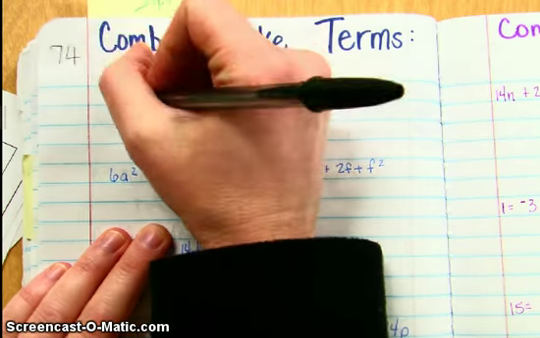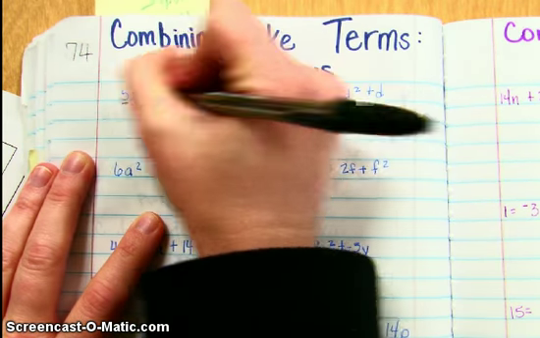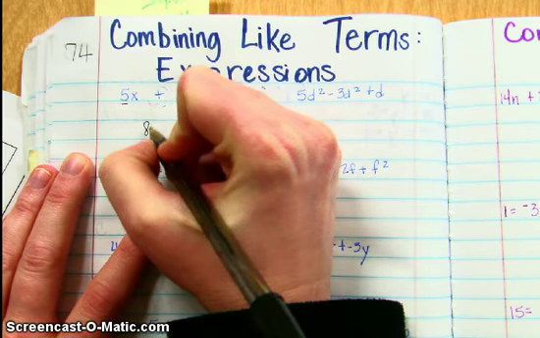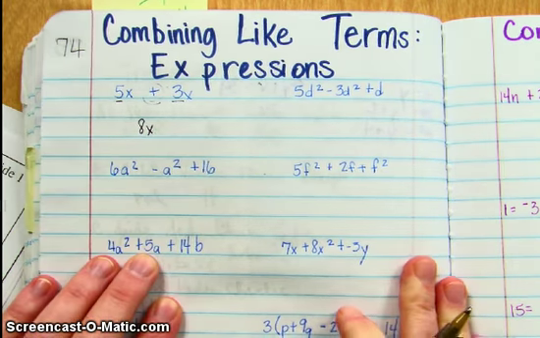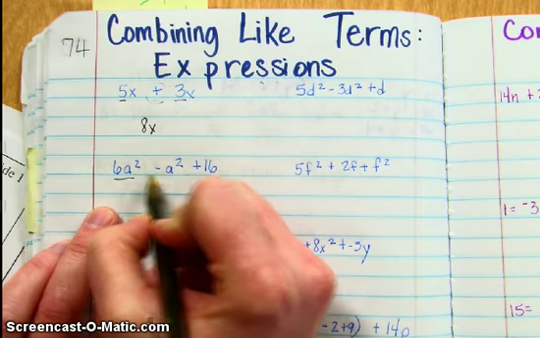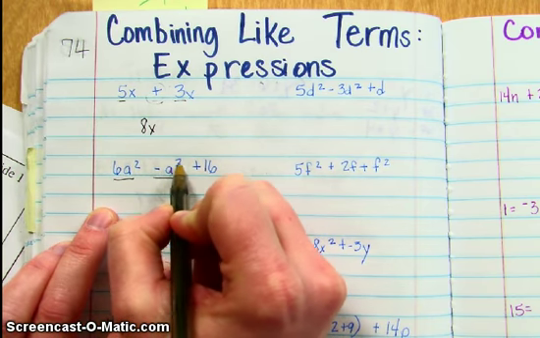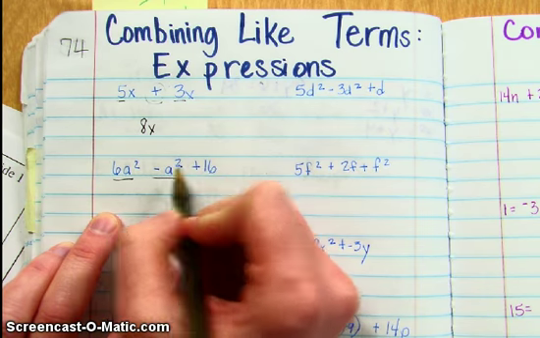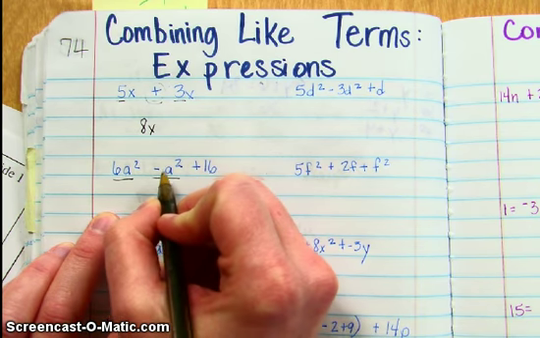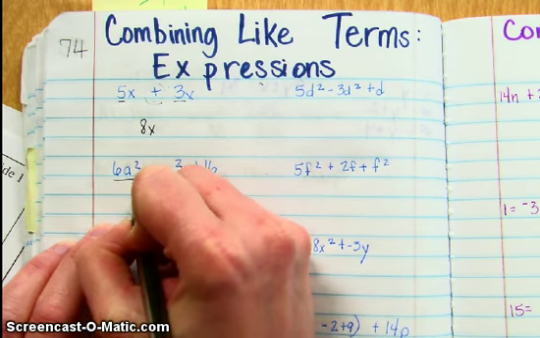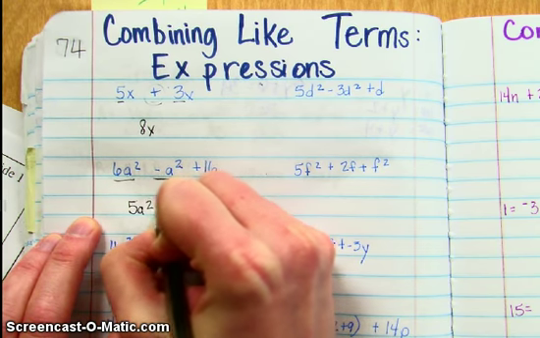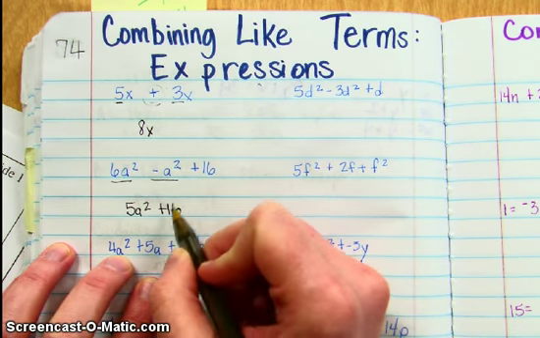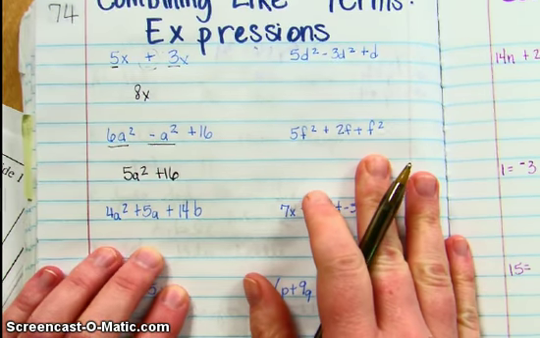5x plus 3x has the exact same variable, so we just add the coefficients there because that says add. So in simplest form, this expression is 8x. 6a to the second and minus a to the second, exact same variable, exact same exponent, so we can combine these. So 6a to the second minus a to the second is 5a to the second plus 16. 16 has no like terms, so we just write it down there again.